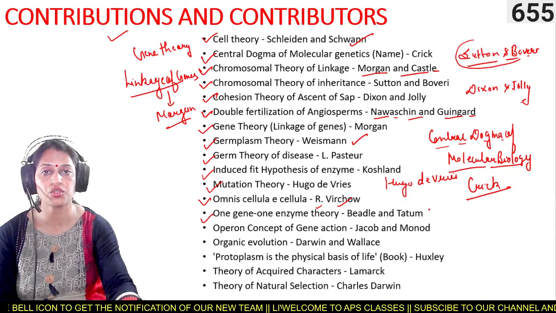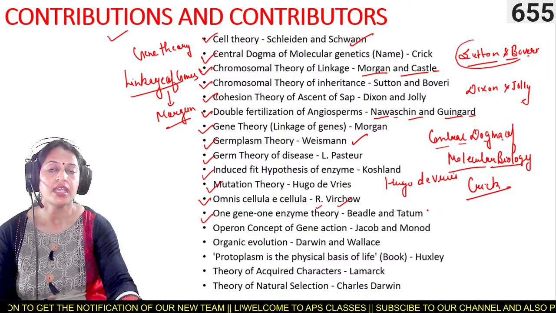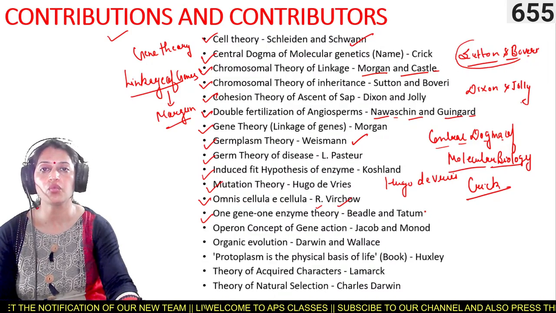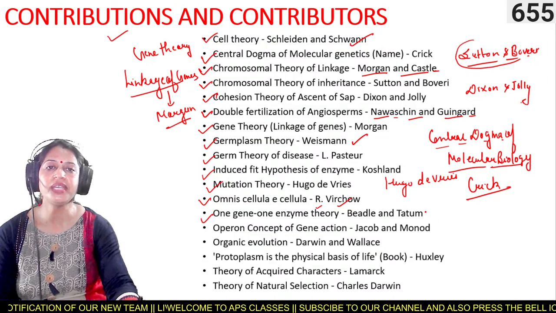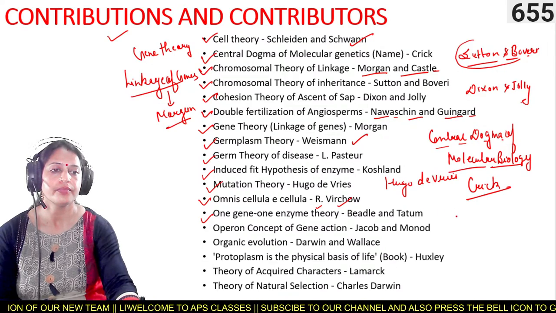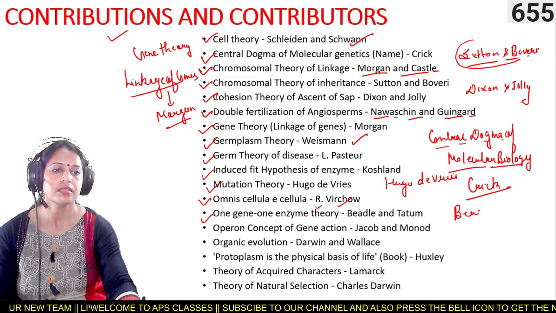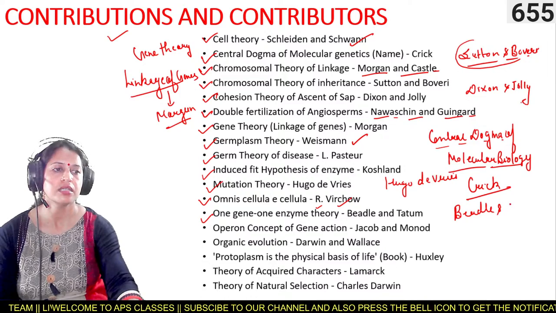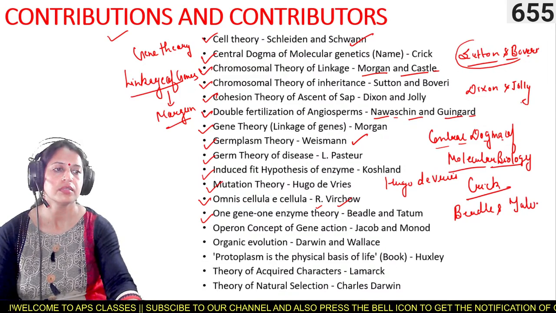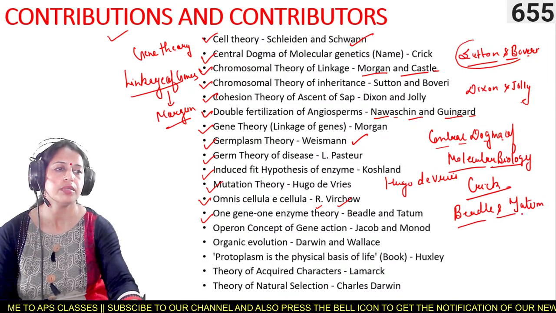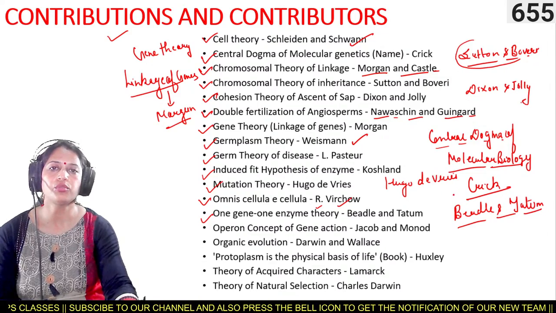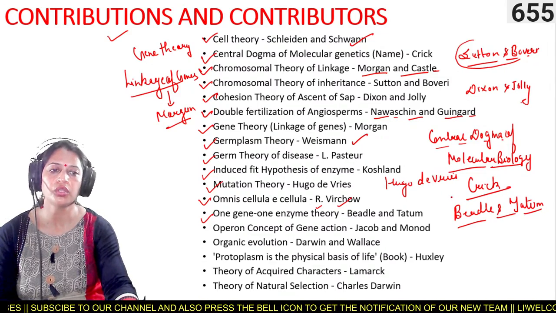The contributors for the one gene, one enzyme theory are Beadle and Tatum. Beadle and Tatum, and the contribution is the one gene, one enzyme theory.